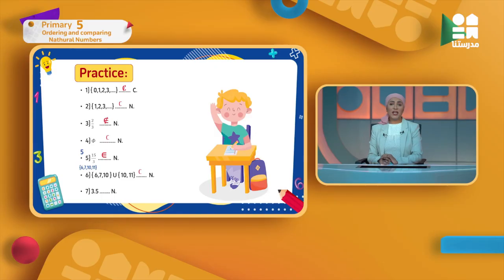Number 7, 3.5. Here we have a decimal number. And as we said before, fractions and decimal numbers are not a part of N, so it does not belong. It does not belong to N.